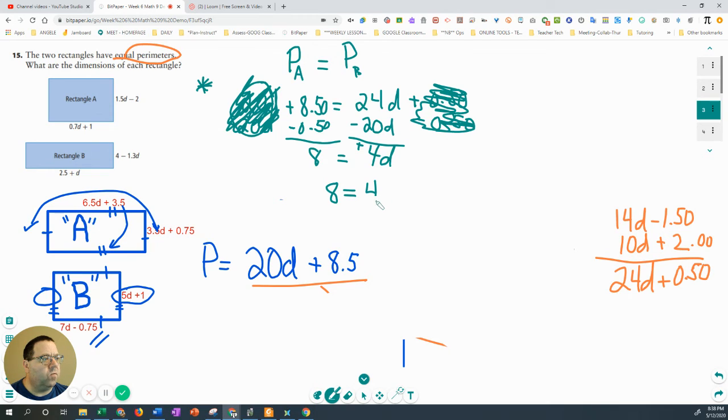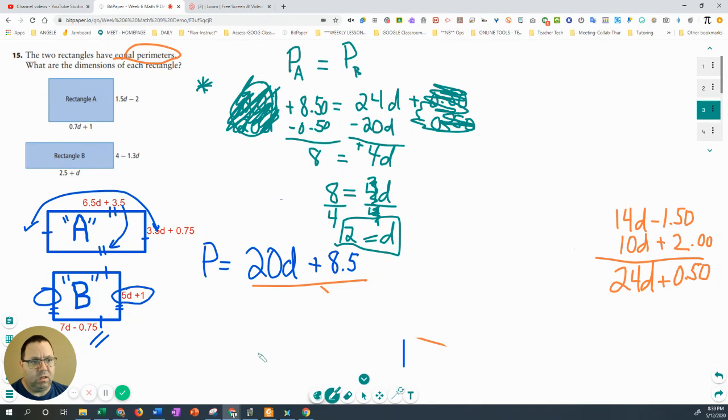8 is equal to 4D. Let's divide both sides by 4. You know, I made these problems up on the spot. I'm doing pretty good here in terms of making the numbers work. I have to say I'm doing pretty good. 2 is equal to D.